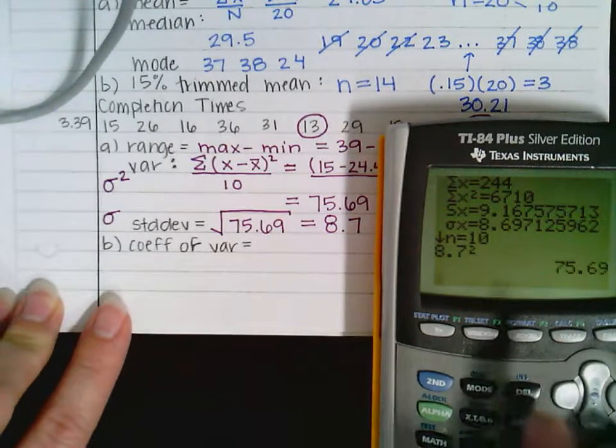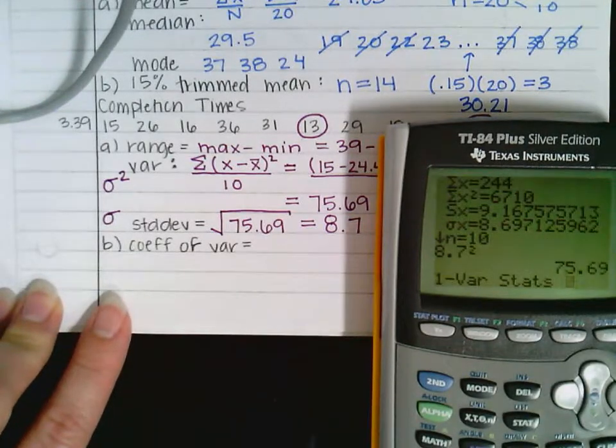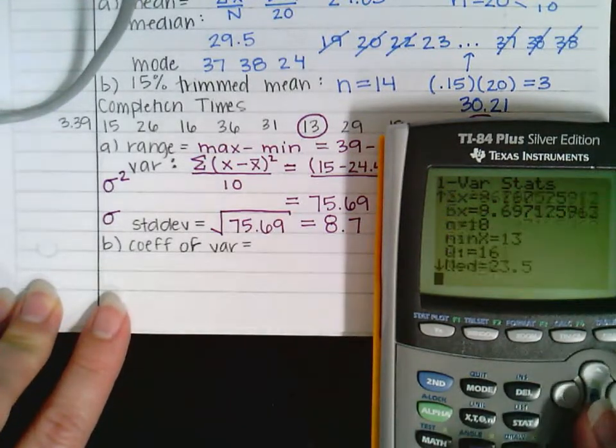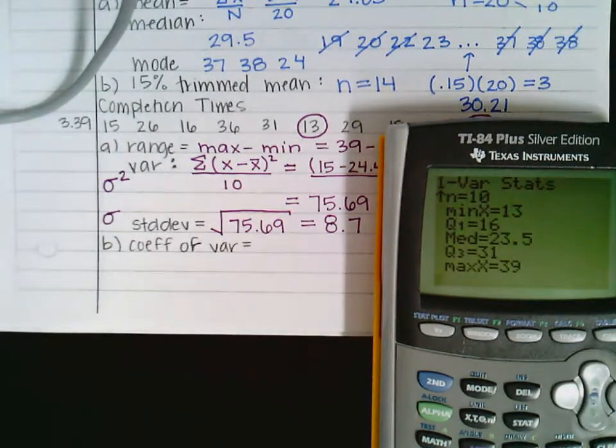Now, the other thing that it can give you too is your maximum and your minimum. Again, it's not going to calculate the range for you, but it will output for you what the max and the min is. So if your data set is a little bit larger, that would be really helpful.